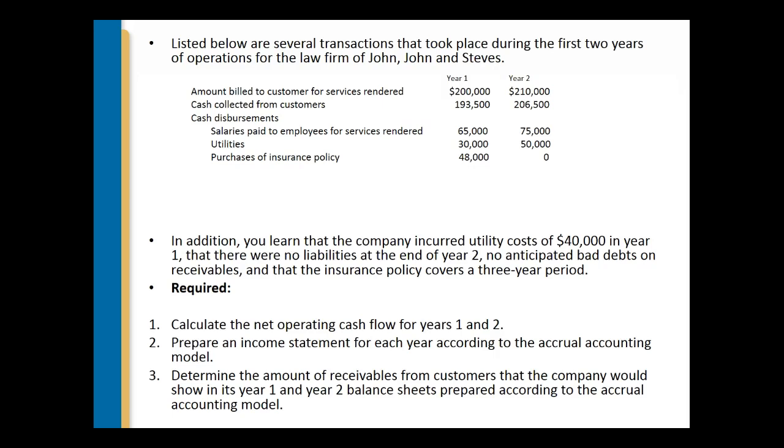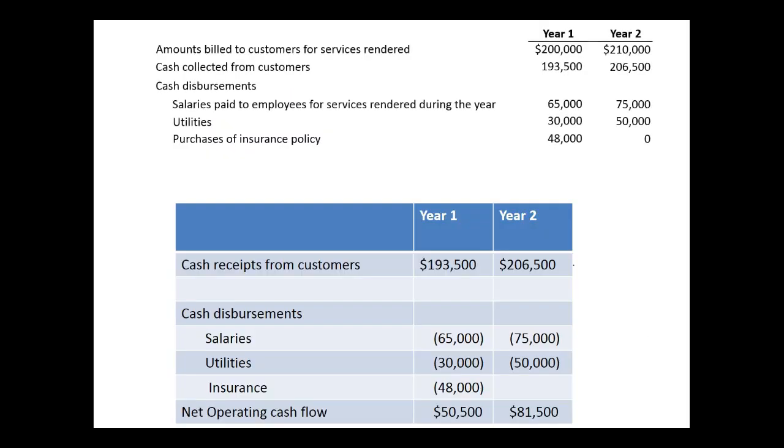Remember, this is going to be a cash basis, not accrual basis. So for cash flows, we would deal with the cash collected, not the amounts billed. And then we would show for expenses the amounts that were paid out. So as you see here, in year 1, cash receipts from customers, $193,500, and in year 2, $206,500.